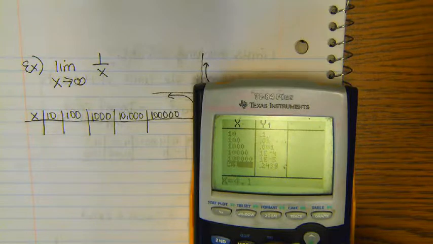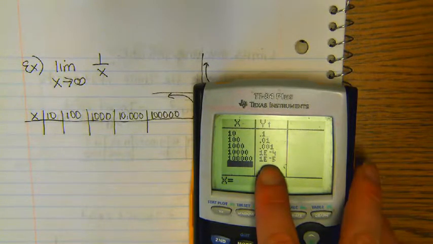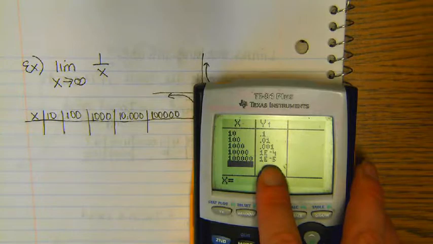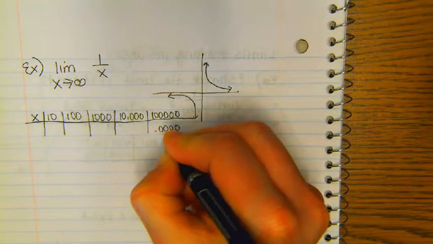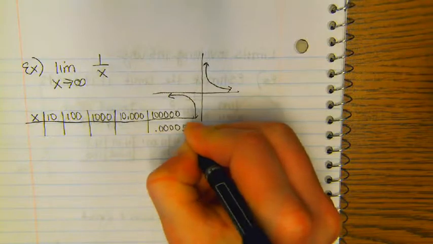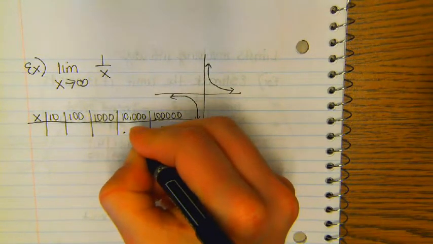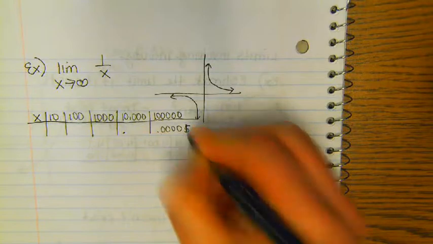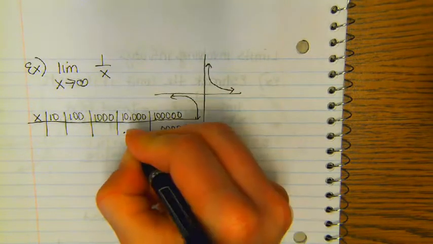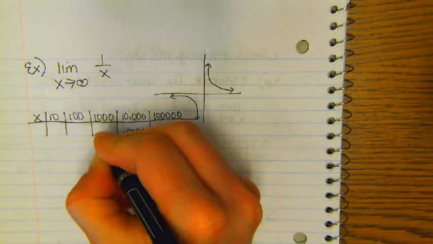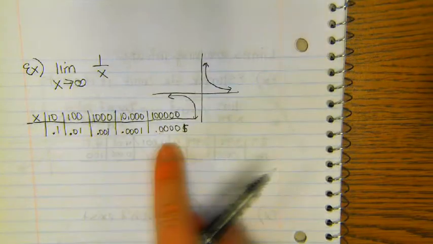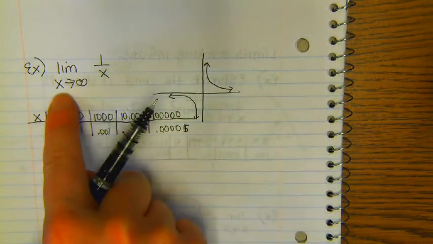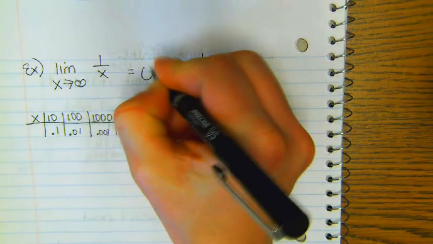Okay. What does 1e negative 5 mean? 0.0000, 1, 2, 3, 4, 5. Point... oh, it was a 1. Point 0001. Okay. Is this confirming what we thought? Yeah. So the limit as x goes to infinity of 1 over x is going to be 0.